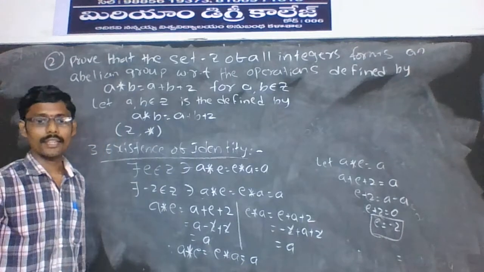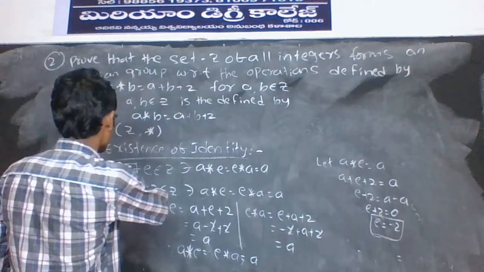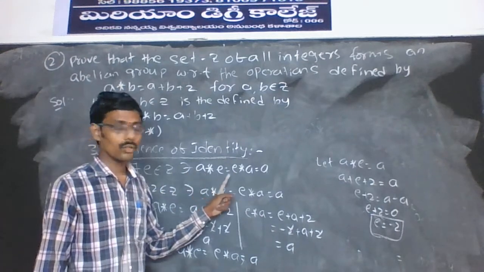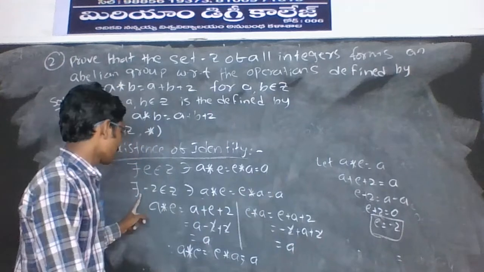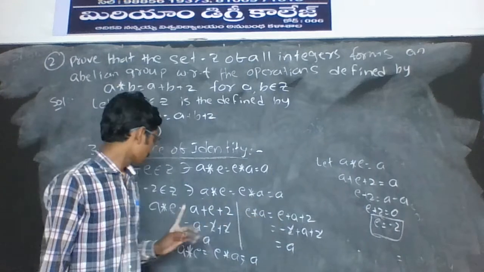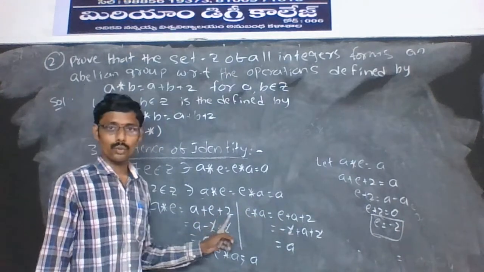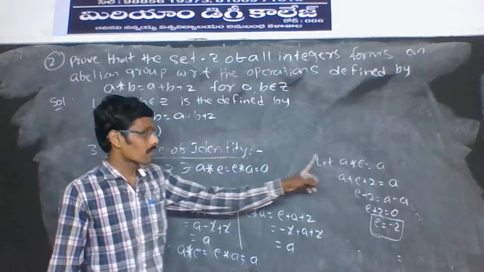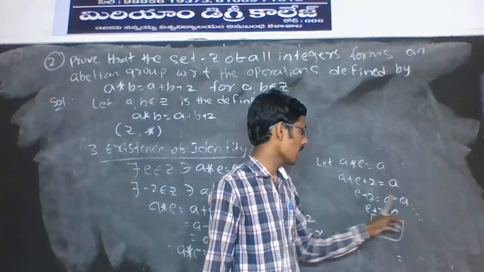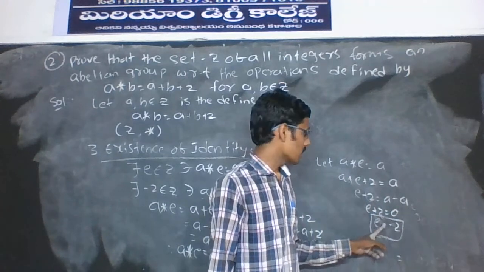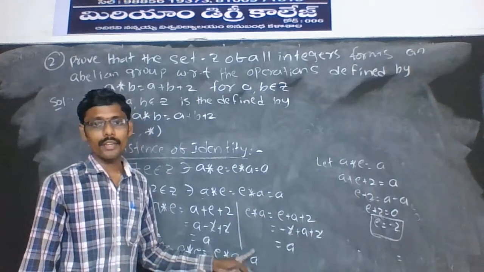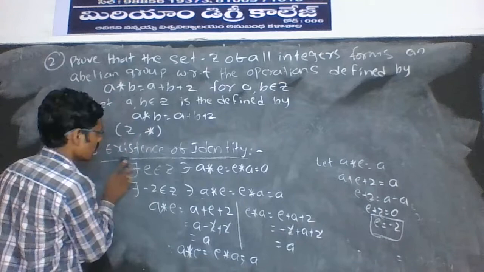Identity property satisfied. Existence of identity: there exists e belongs to Z such that a star e is equal to e star a is equal to a. There exists minus 2 belongs to Z such that a star e is equal to e star a is equal to a. a star e is equal to a plus e plus 2. Take a star e is equal to a, so a plus e plus 2, giving e plus 2 is equal to a minus a, which is 0. So e is equal to minus 2. So a star e is equal to e star a is equal to a. Identity property satisfied. Next one.